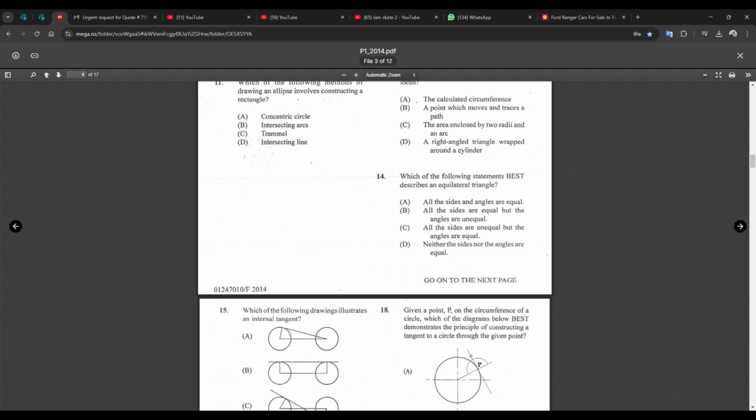Number 14, which of the following statements best describes an equilateral triangle? The answer is A. All the sides and angles are equal.